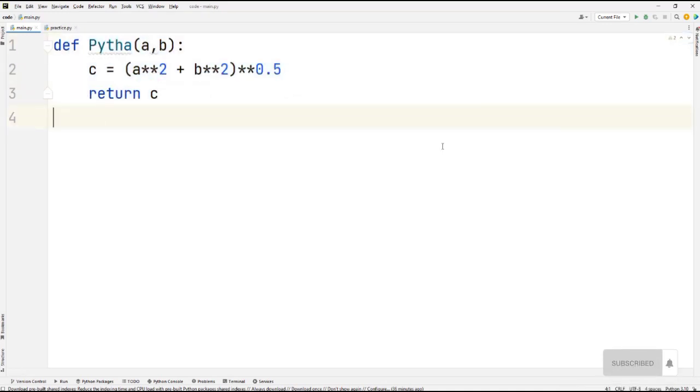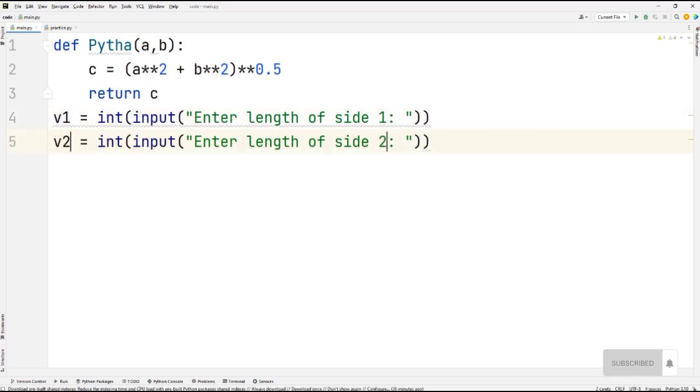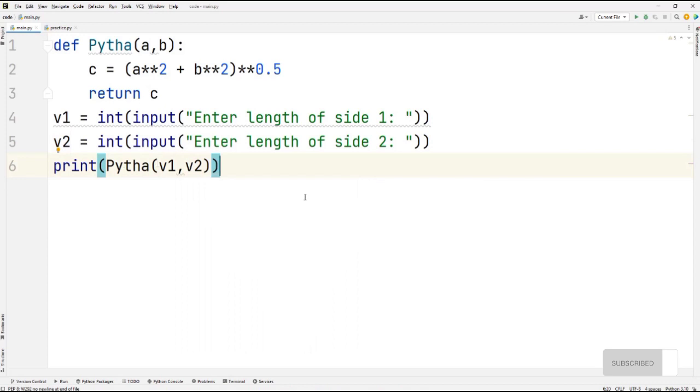And now I'm going to ask the user to enter the sides of a triangle. So we have taken the two sides, and in the end I'm going to call that Python function, and in that Python function I'm going to just pass v1 and v2. So this Python function is getting these two parameters, and the returned value will be printed on the screen.